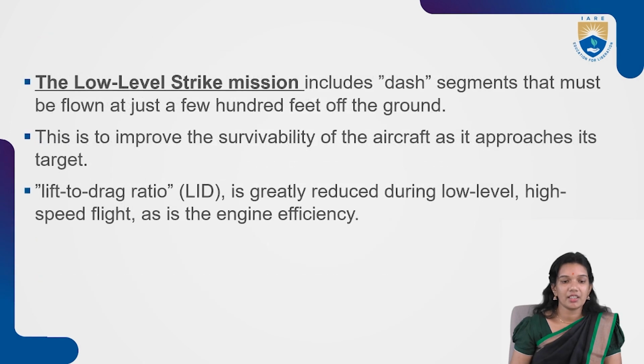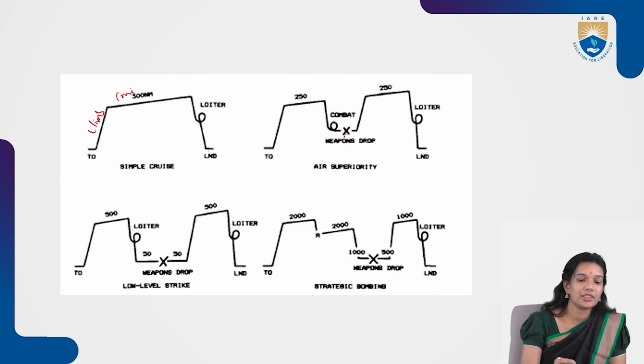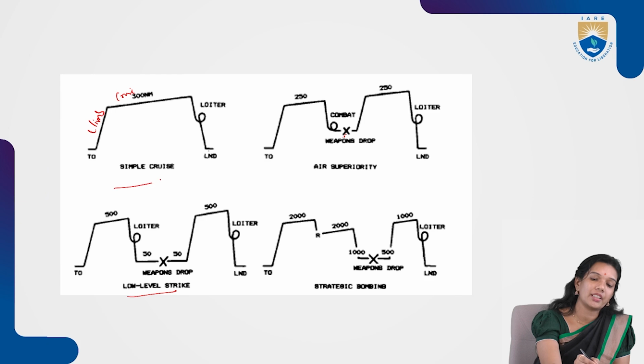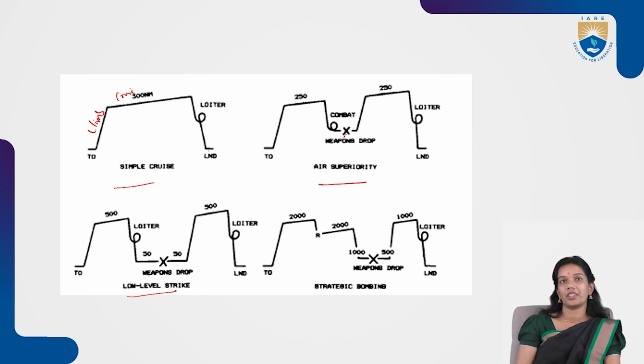The third is a low level strike mission. I have a takeoff, then a climb, then a cruise, loiter, then a weapon drop, then a climb, cruise, loiter, and land, right? But the difference between the low level strike and a simpler air superiority is that I am going to be at only 100 feet or 150 feet. I'm not going to go to very high levels of altitude. This is only to improve survivability when I have enemy attacks. I don't want to be in their radar, so I maintain low levels of altitude.